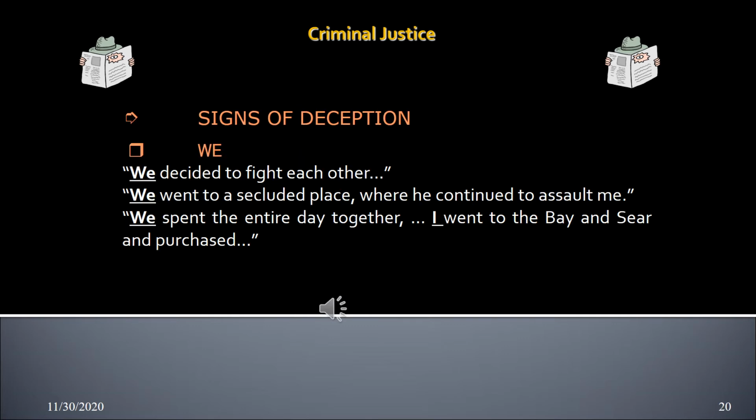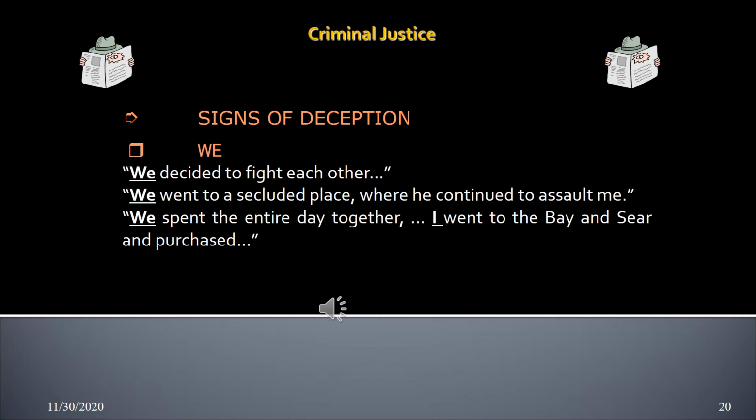So the term "we" tends to be used when two people do something together, or a number of people do something together, right? It shows collaboration, togetherness, cooperation, all those sorts of things. So it's unusual if you are the victim of a crime that you would say, "We did this," or "We went there," as opposed to "He took me, he forced me." Even "we decided to fight each other" is an unusual kind of statement.